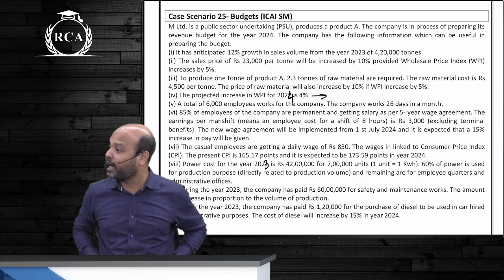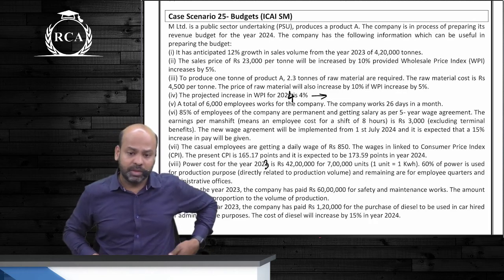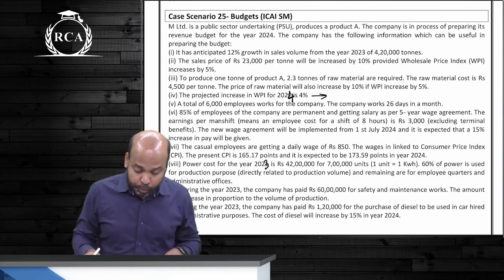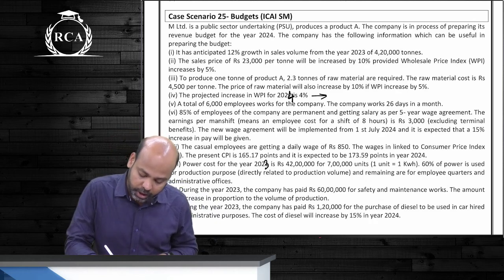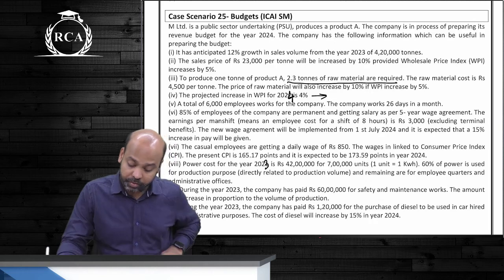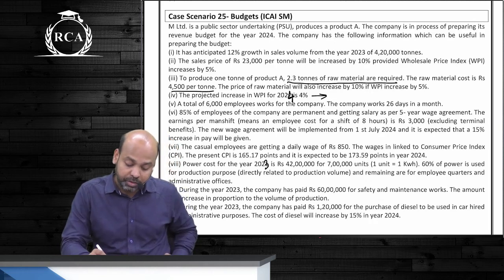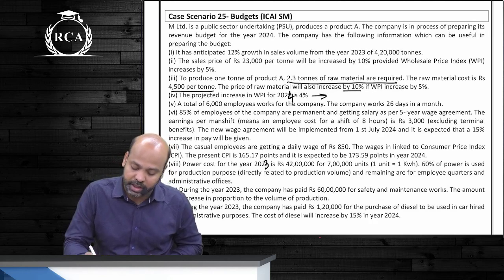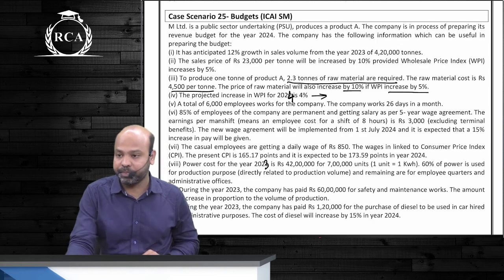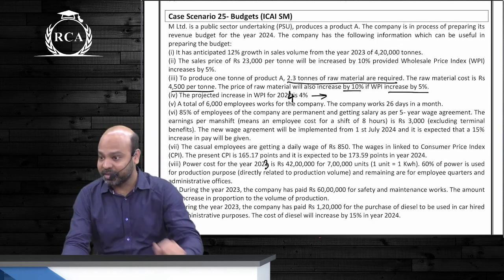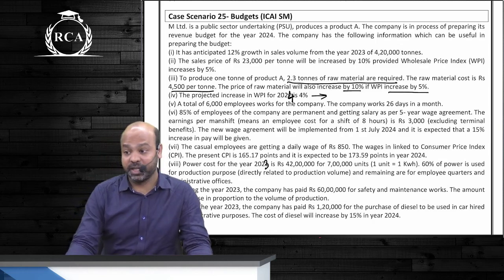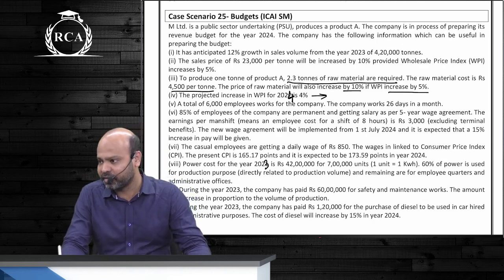Selling price will remain at 23,000. समझ में आ रहा है? To produce 1 ton of product A, we need 2.3 tons of raw material. Raw material cost was 4,500 rupees per ton. The price of raw material will also increase by 10% if WPI increases by 5%, but WPI is not increasing by 5%. So this is why the raw material increase point, beta, is irrelevant.